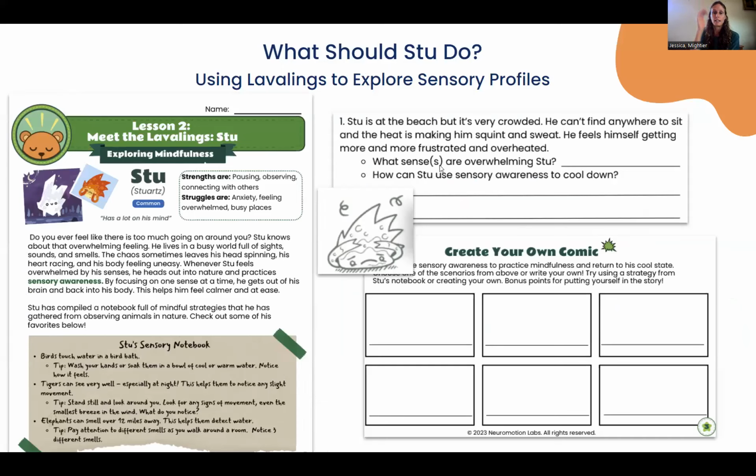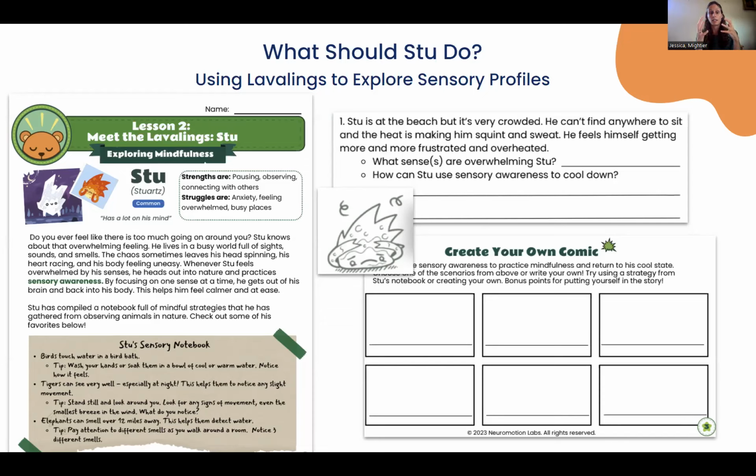So that's all just, you have senses, let's play with them. Next level is let's introduce kids a little bit to that sensory profile, some of the ideas in it, through a loveling. So this Stu is our loveling for this pack.